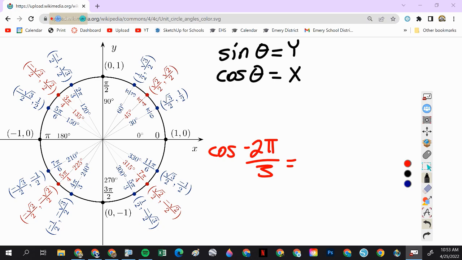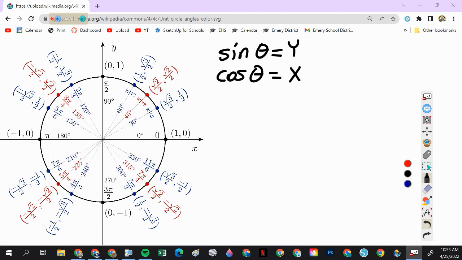So 2 pi over 3 would be this rotation. If we do that same thing negative, we'd land here. What is the y value at negative 2 pi over 3? Or sorry, the x value. Negative 1/2. Everybody understand that? Okay.